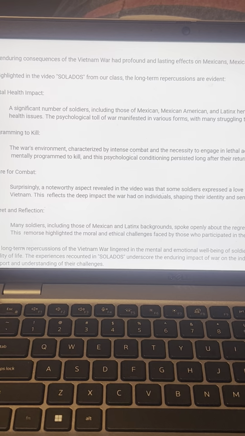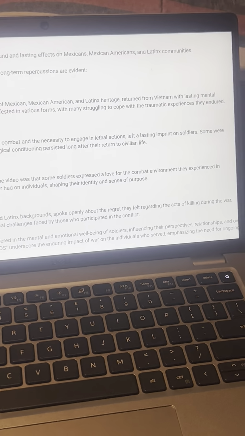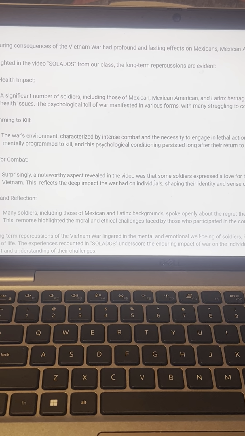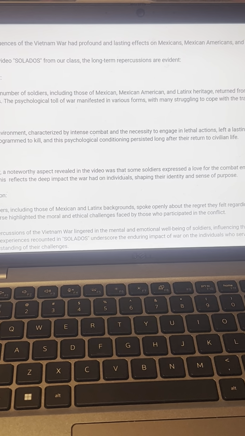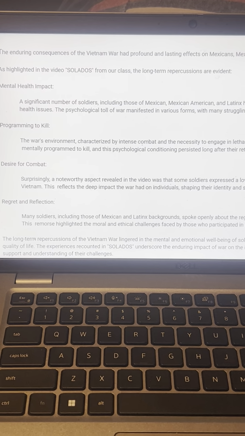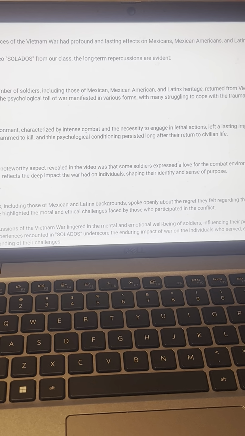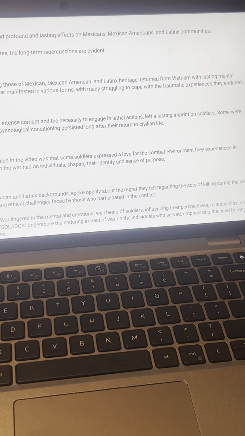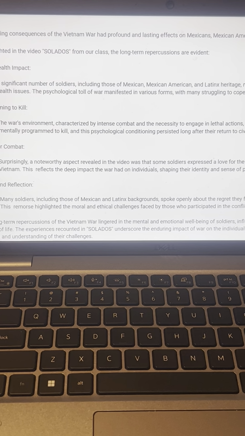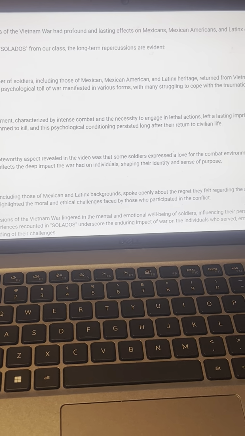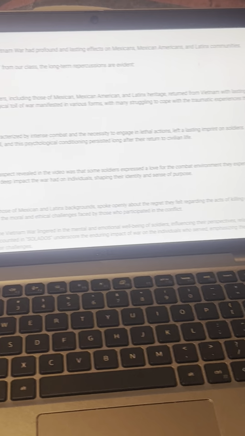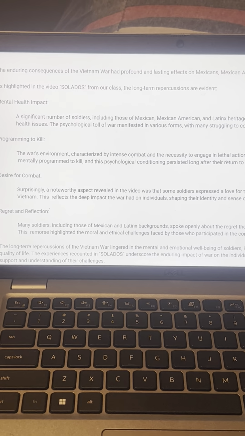Many of those soldiers of Mexican and Latinx backgrounds spoke openly about the regret they felt regarding the acts of killing during war, and the remorse highlighted the moral and ethical challenges faced by those who participated in conflict. The long-term repercussions of the war lingered in the mental and emotional well-being of the soldiers, influencing their prospective relationships and quality of life. Experiences recounted in Soldados underscored the enduring impact of war on the individuals who served, emphasizing the need for ongoing support and understanding for their challenges.